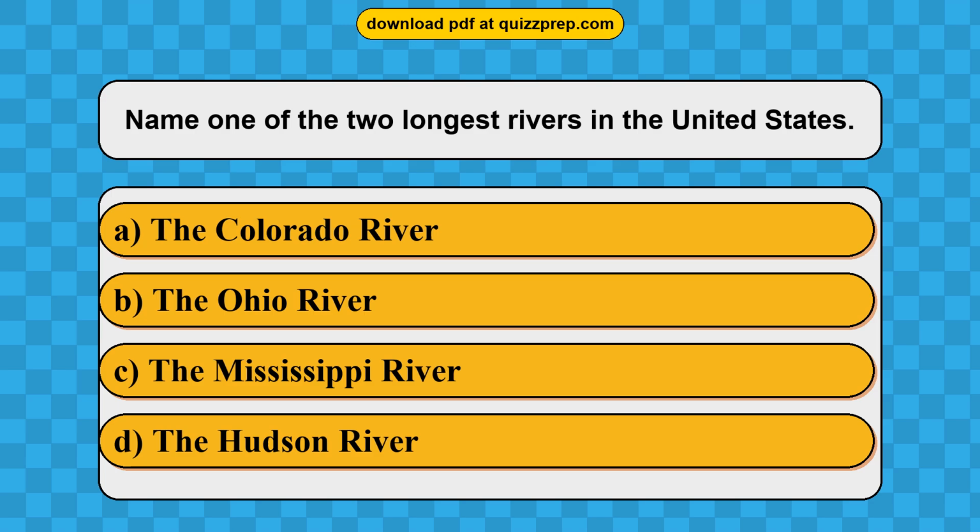Question 14. Name one of the two longest rivers in the United States. Option A. The Colorado River. Option B. The Ohio River. Option C. The Mississippi River. Option D. The Hudson River.